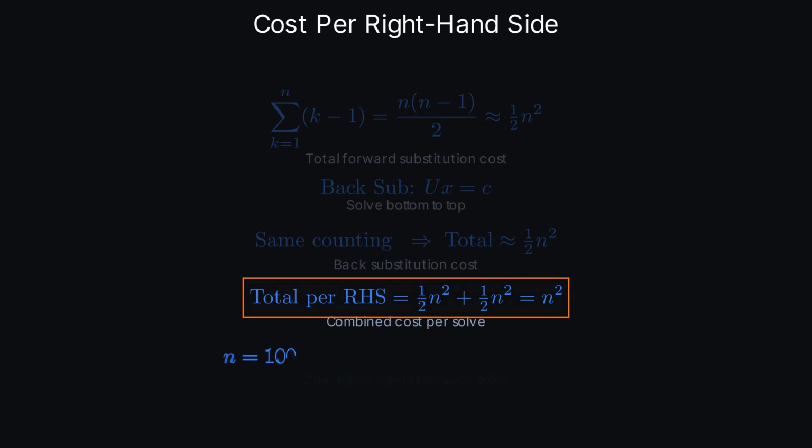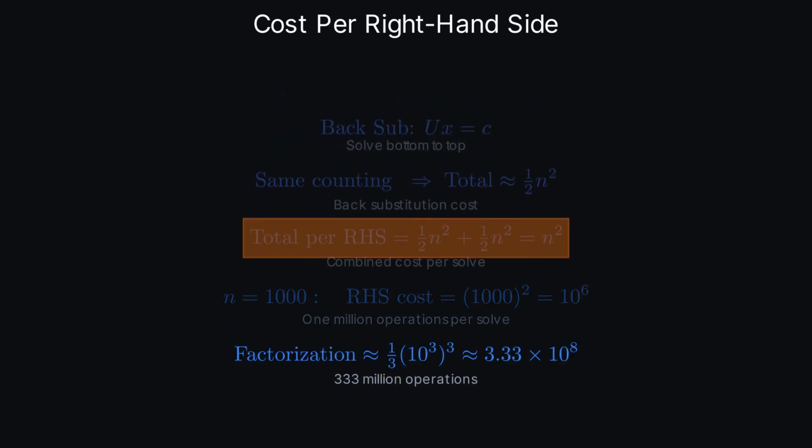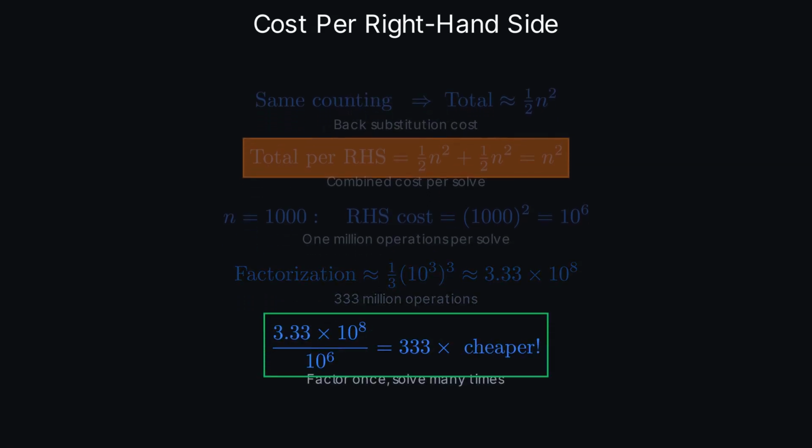Let's put this in perspective. For n equals 1,000, that's 1,000,000 operations per right-hand side. The factorization, on the other hand, costs about 333 million operations. So each triangular solve is roughly 333 times cheaper than the original factorization. This is why we factor once and solve many times.